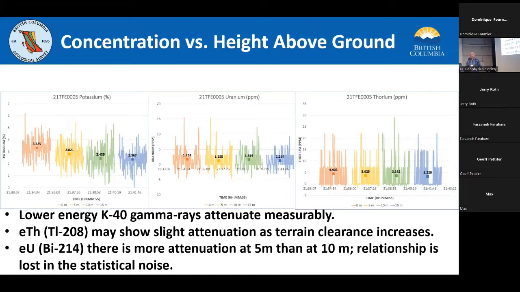There may be really not much of a difference, especially statistically, I would say. Uranium is kind of funny in that there's more attenuation at 5 meters and 10 meters, which is not what you would expect. And so basically this relationship between attenuation resulting from an increase in sensor distance, I think, kind of falls apart in the statistical noise.